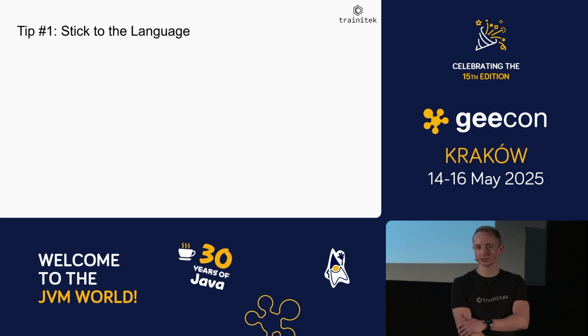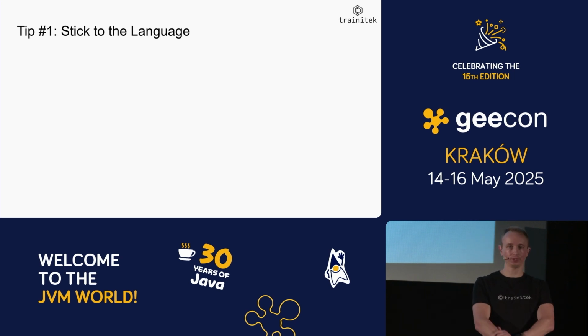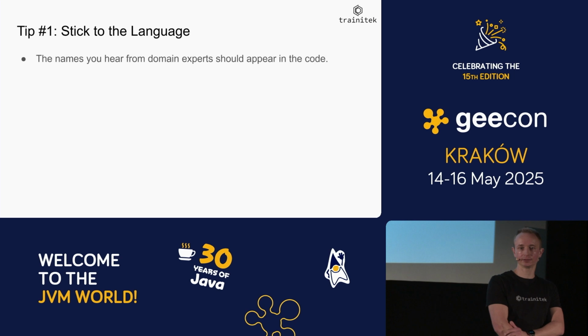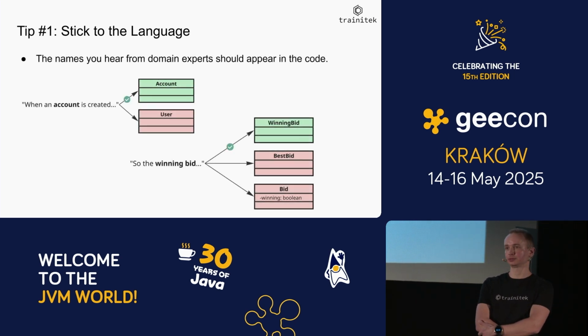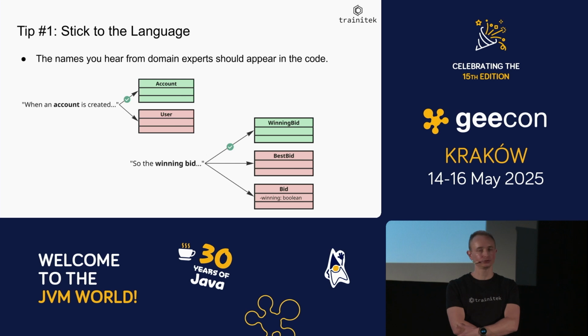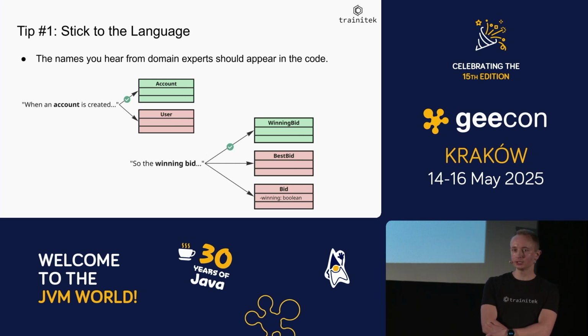First of all, stick to the language. If you remember, I mentioned ubiquitous language in the very beginning, which means that if the domain expert says account, you should have class account, not user. If the domain expert says winning bid, you should have winning bid, not best bid or just bid with some property, like whether it's best.